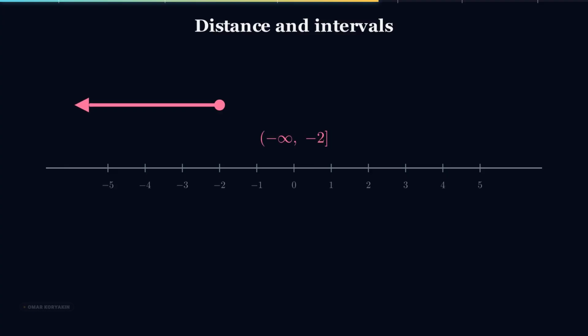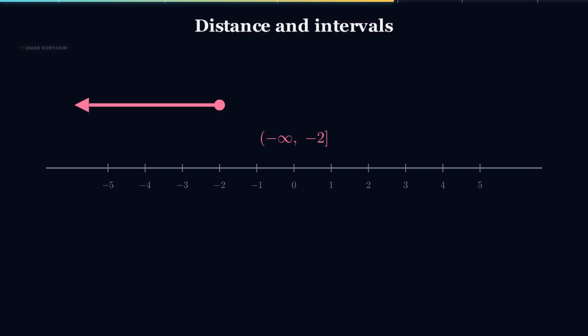Finally, the ray to -infinity. The green segment fades out, replaced by a pink segment running from -2 leftward, ending in an arrow pointing further left, with a solid pink dot on the right at -2. The label reads parenthesis -infinity, -2 bracket. -2 is included because of the square bracket on its side.